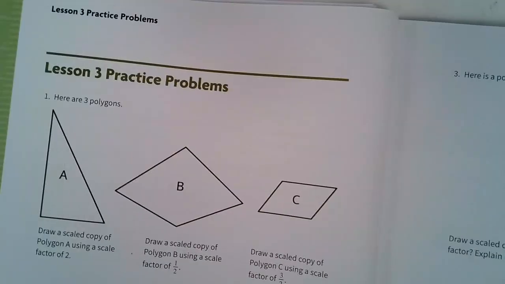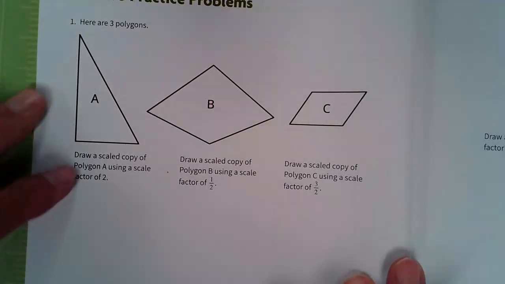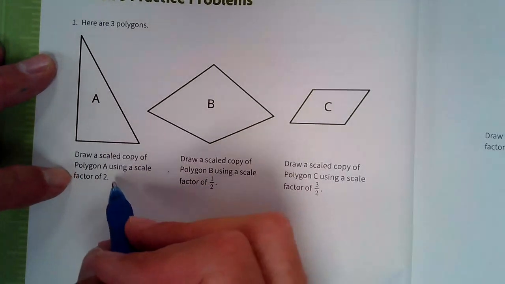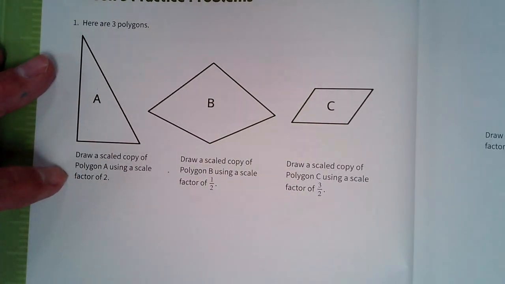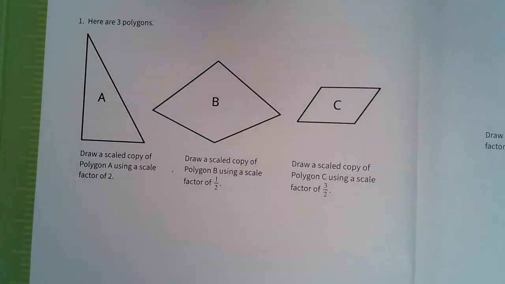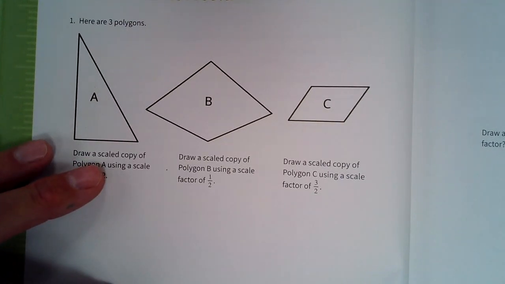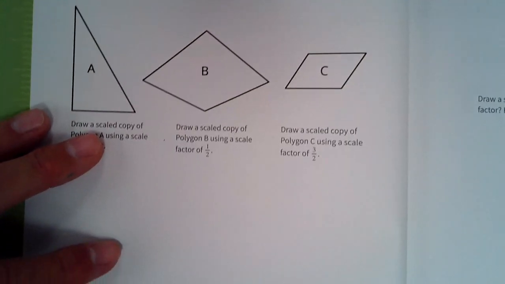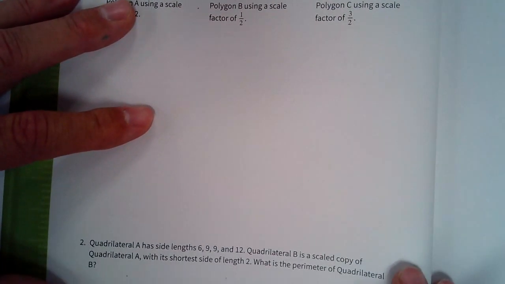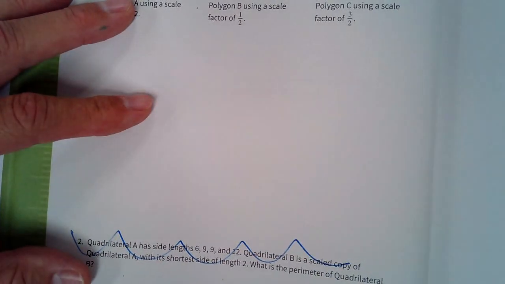Now here's the problems you guys have to do. It says here's 3 polygons. It says draw a scaled copy of polygon A using a factor of 2. So let's go to the bottom of the page, very bottom, scribble that out. Bottom of page 28, scribble that out.